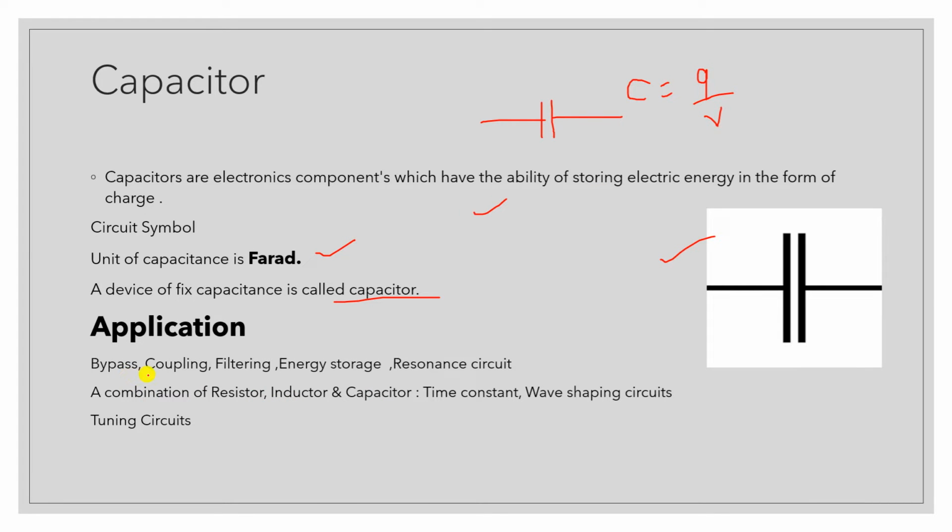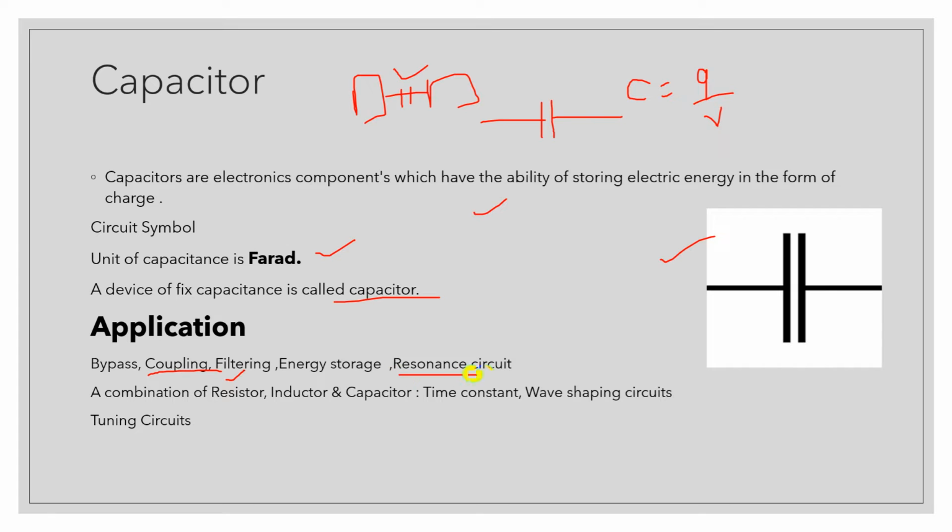Okay, so what is meant by coupling? This is one circuit and this is another circuit. If two or more circuits are connected together by using some device, this is known as coupling. So the capacitor acts as coupling. Then there is the filtering circuit. What is meant by a filtering circuit? In a filtering circuit, we block some frequencies and pass some frequencies. This is known as the filtering circuit.